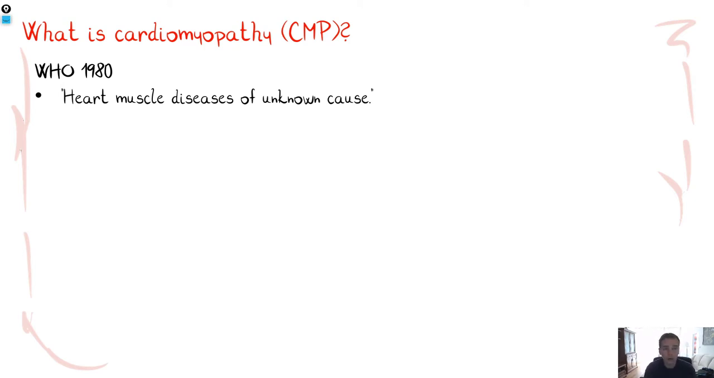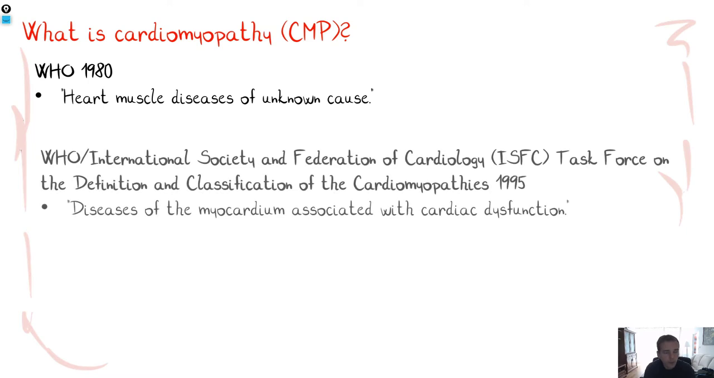So a few decades ago, it was considered an idiopathic disease of the myocardium, which is definitely not true these days. And in 1995, WHO joined forces with the International Society and Federation of Cardiology, and they defined cardiomyopathy as a disease of the myocardium associated with cardiac dysfunction. But if you think about this definition, a disease of the heart muscle associated with heart dysfunction, it can be basically anything.